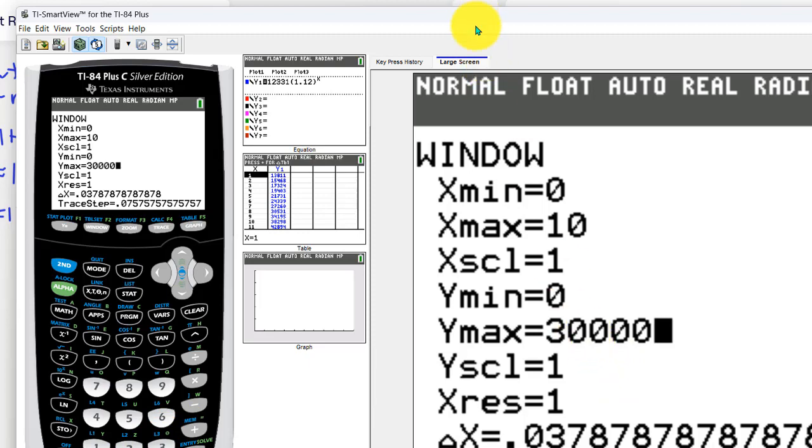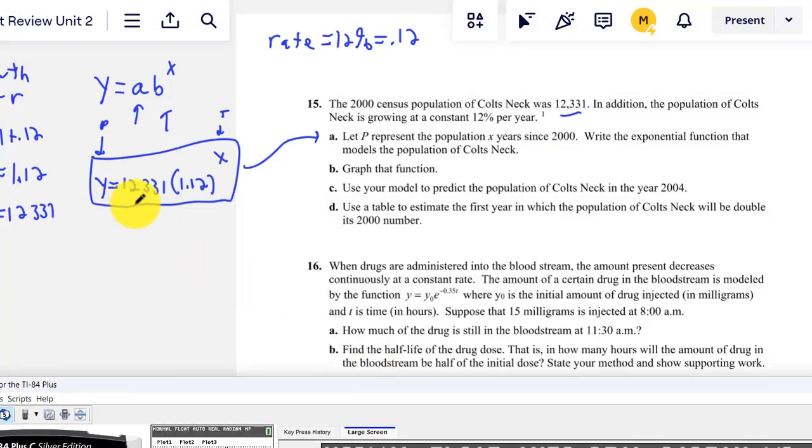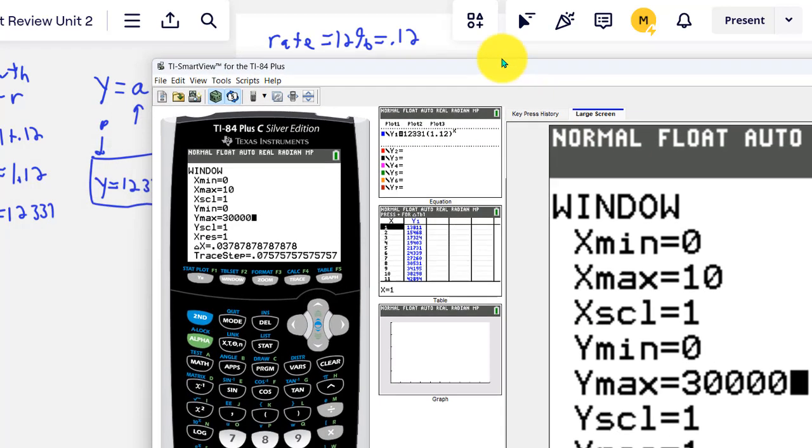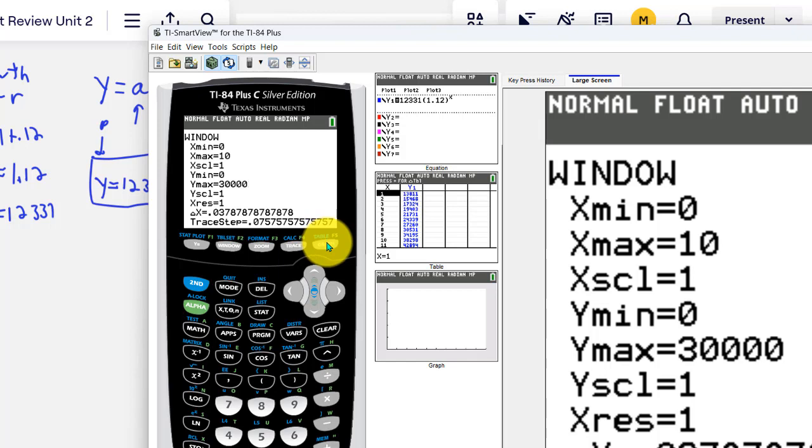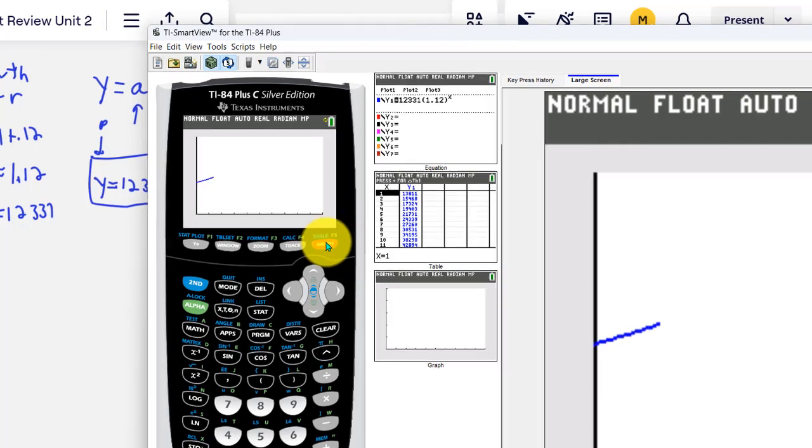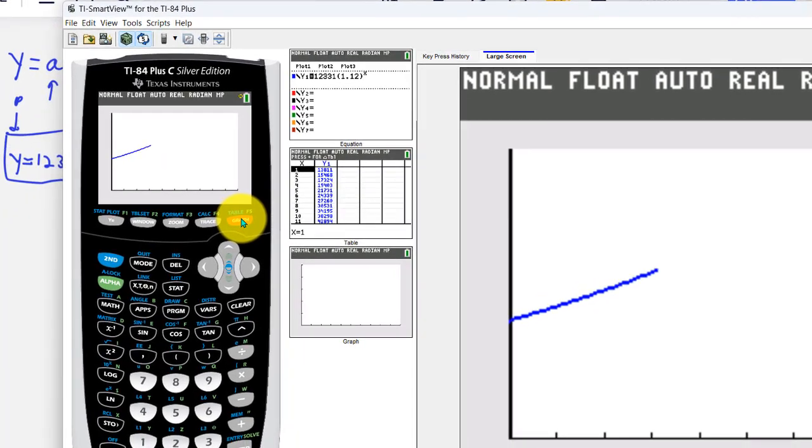And again, why did I pick 30,000? I wanted a number bigger than 12,000. I like to double the initial value, which is 24,000, then I just added a little bit more to it. I press graph. And all right, it's not my best work, but this will work.